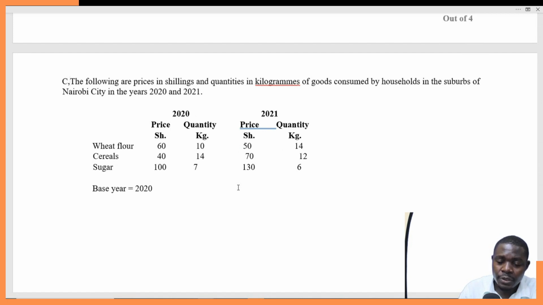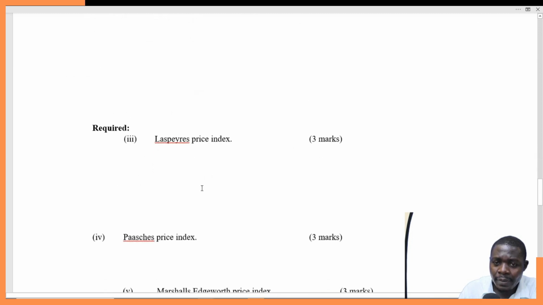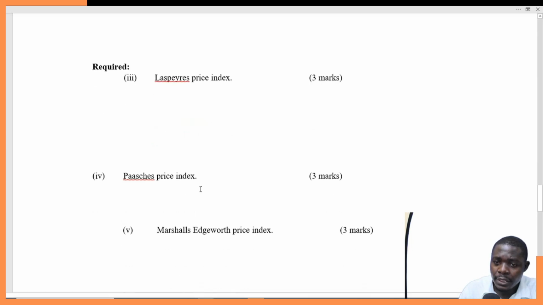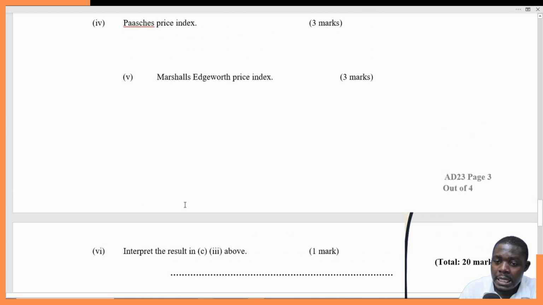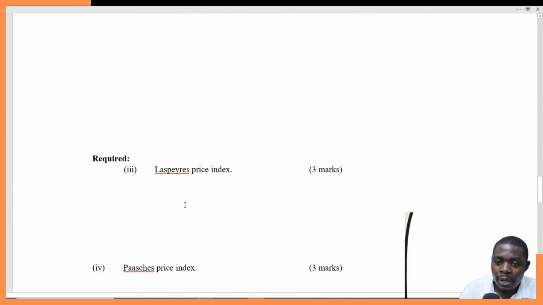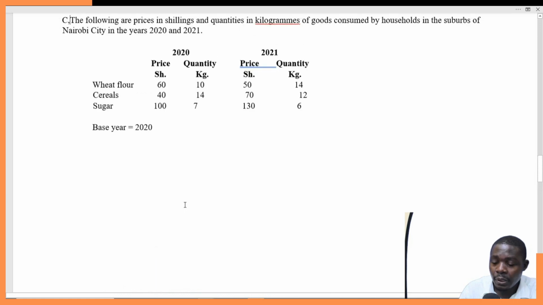You have been told, but in most cases you will not be told such a statement. But what you should be guided by is the first year that comes. If it's 2020 and 2021, we usually take 2020 as the base year. Now the question is asking us to calculate the Laspeyres price index, Paasche price index, Marshall Edgeworth price index, and then interpret the results in Roman 1 above.